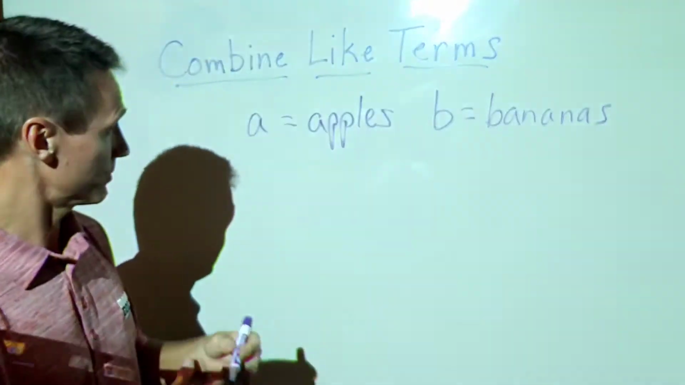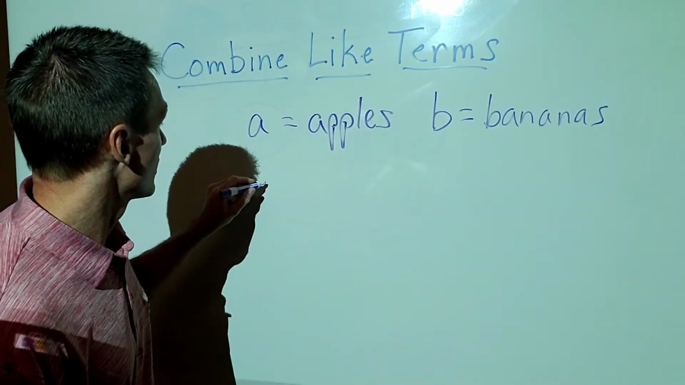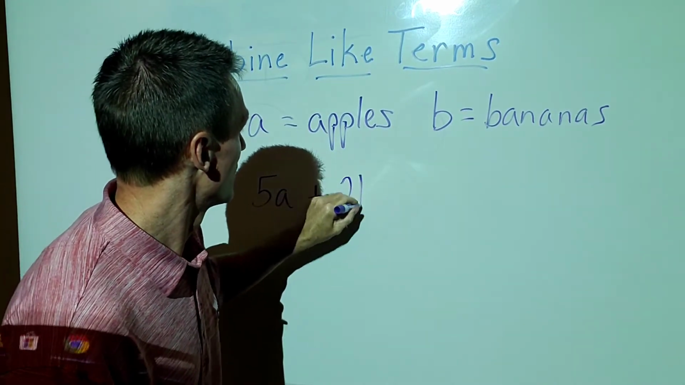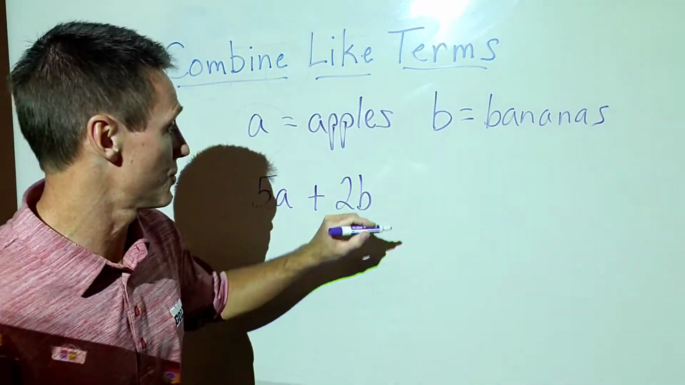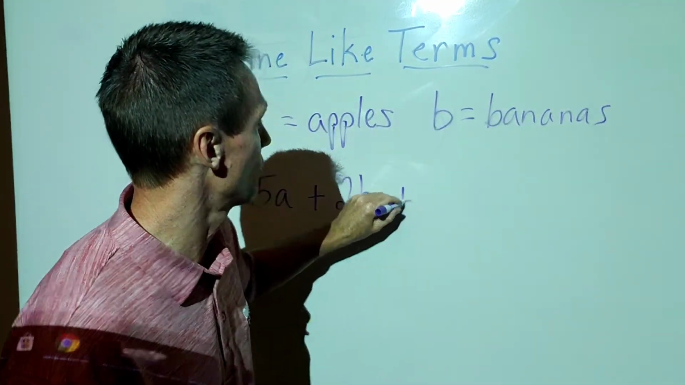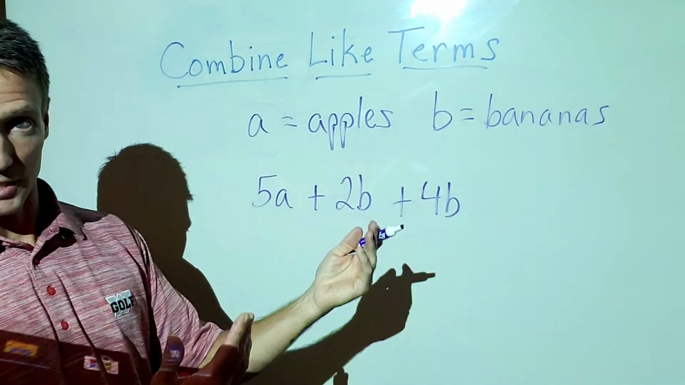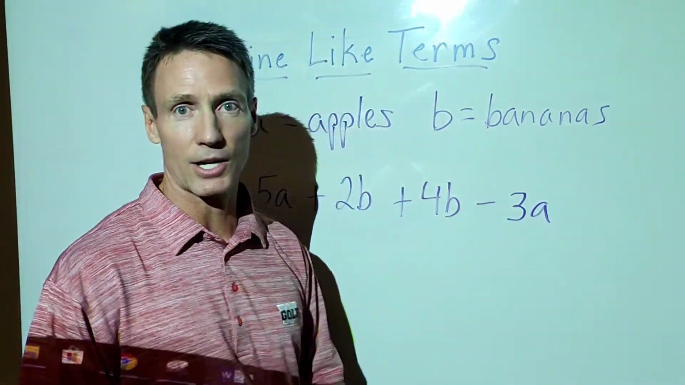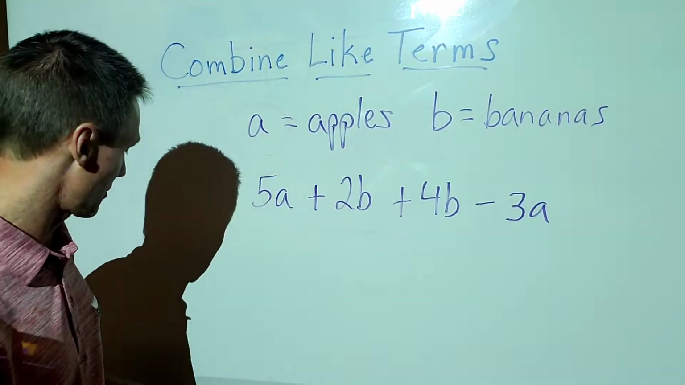All right, we can still have both apples and bananas in the same problem. So let's say, again, 5 apples plus 2 bananas. Okay, that's what you have. And then somebody gives you 2 more bananas. Let's go 4 bananas. So someone gives you 4 bananas, but they want in exchange 3 apples. So we are going to take away the 3 apples. So let's talk about combining the like terms.